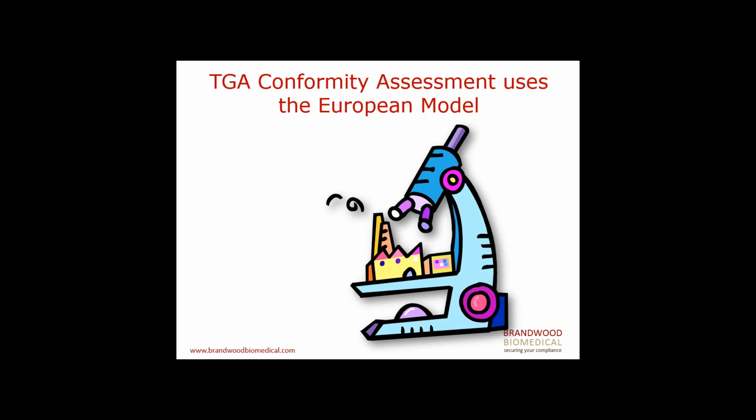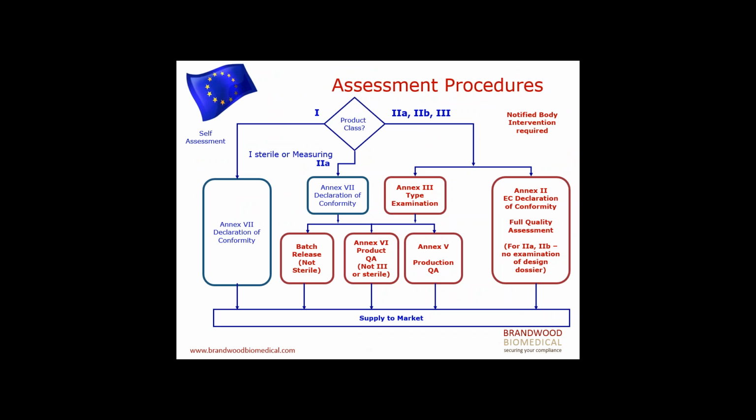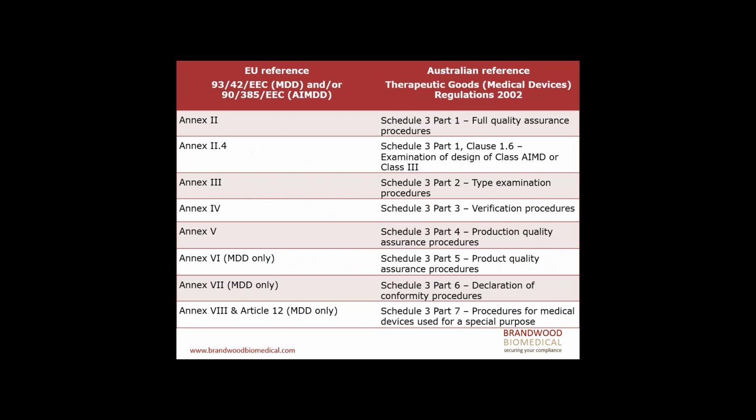Okay, so as mentioned, the point of the webinar is to show that TGA conformity assessment uses the European model. Before we go into the device application process, this is just a flowchart of the assessment procedures in Europe. And you might be very familiar with this, but it's used as a guidance for what classification your product falls under and what conformity assessment route or pathway it requires. And basically, each of the annexes map out to the regulations in Australia, the Australian Therapeutic Goods Regulation. And this is a good reference, and this is how it's based on the European model.